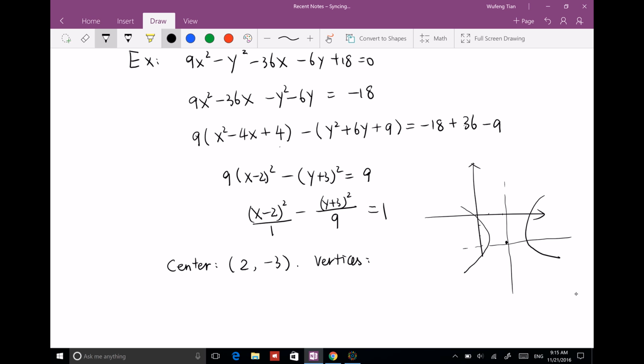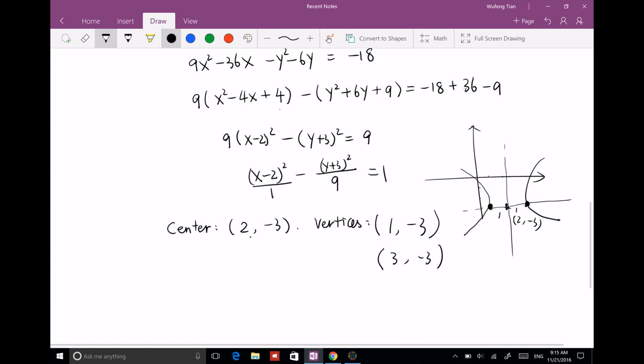So I draw the picture like here. The center is (2, -3). So the vertex is this one here and this one here. The x value, this is 1, this is 1. So the vertices, the y value never changes, so it's -3. From 2, go 1 left, so it's 1. From 2, go 1 right, it's 3.